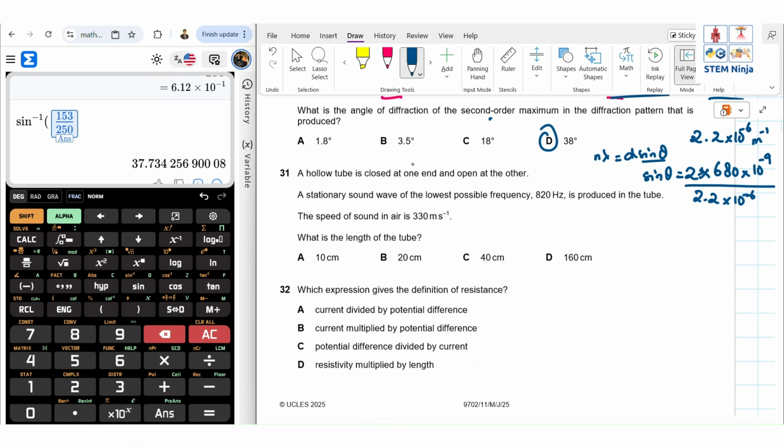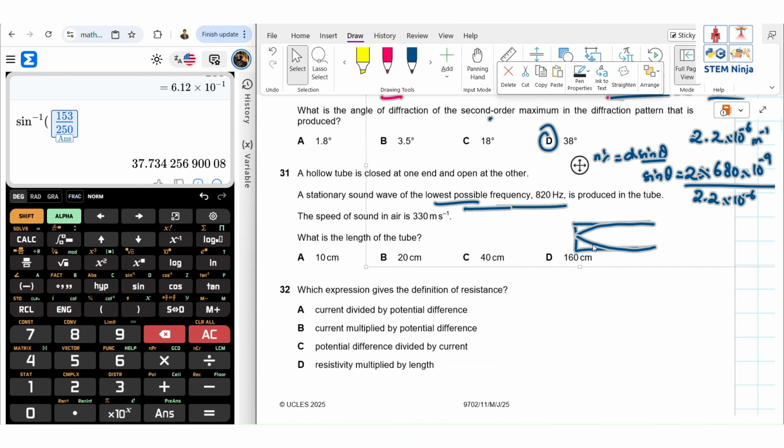All right. A hollow tube is closed at one end and open at the other. A stationary sound wave of the lowest possible frequency is produced in the tube. This is the fundamental frequency, because the lowest possible frequency that can make a stationary sound wave is called the fundamental frequency. The speed of sound is given. Okay, so what's happening over here is you have this, and this is what you have at the moment. Actually, we should change the color of these.